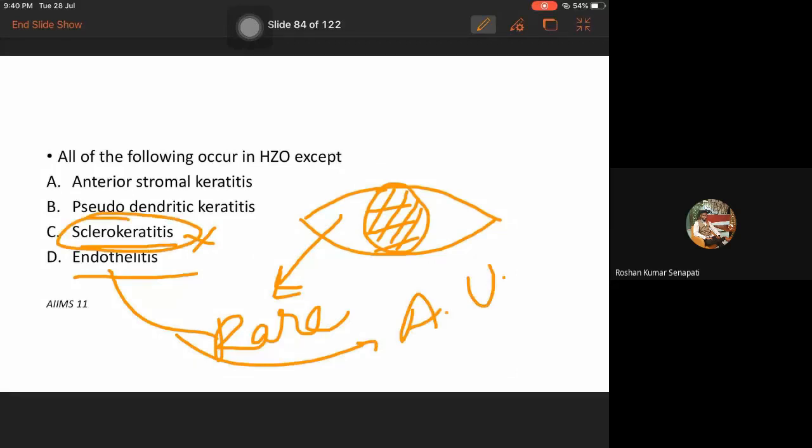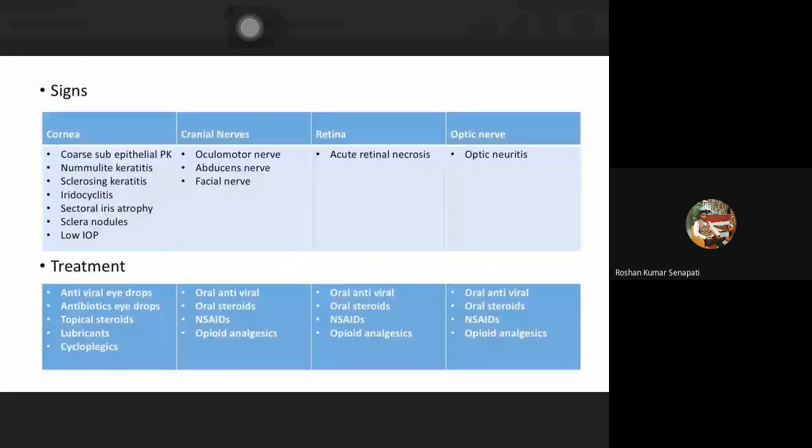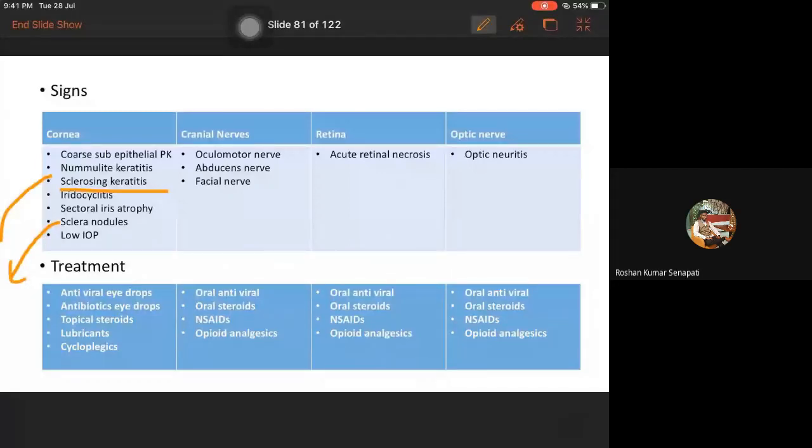Okay. I will show you the slide once again. If you look at this, okay, I told you, right? Sclerosing keratitis, this is a rare presentation. Scleral nodules, this is also one of the rare presentations. Okay, the most common ones are those which present in the cornea proper. If you look into this, punctate keratitis, nummular keratitis, these are all the presentations. Or they can have iridocyclitis or a sectoral iris atrophy. Okay. Glaucoma, scleral involvement, these are all the rare manifestations.